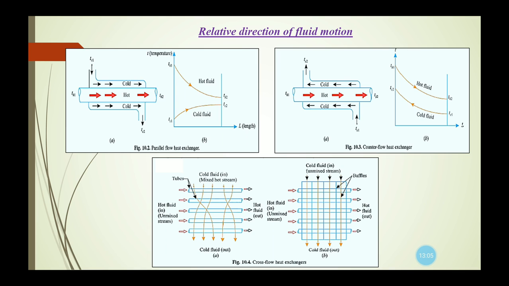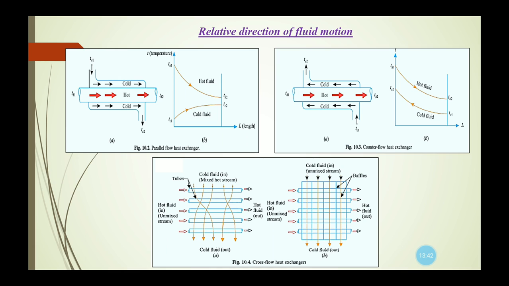Next, in the case of the counter flow heat exchanger, the two fluids flow in the opposite direction to each other. That means the hot and cold fluids, as we can see from the arrow signs in diagram 10.3, enter at opposite ends and leave at the opposite ends. Here we can see the schematic diagram and the temperature versus length for this counter flow heat exchanger.